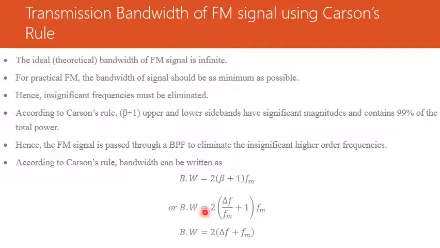which is equal to Δf/fm. So, the bandwidth is equal to 2(Δf/fm + 1) fm. If you rewrite the equation, the bandwidth of a wideband FM is equal to 2(Δf + fm). This is the practical value for the bandwidth of a wideband FM, which is equal to 2(Δf + fm).